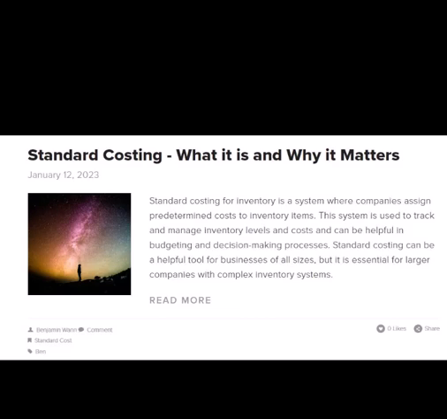Is standard costing used for management reporting? Yes, the standard cost is often used for management reporting. Standard cost can provide valuable information about a company's production efficiency and cost effectiveness. Management can use this information to make informed decisions about where to allocate resources and how to improve overall performance.